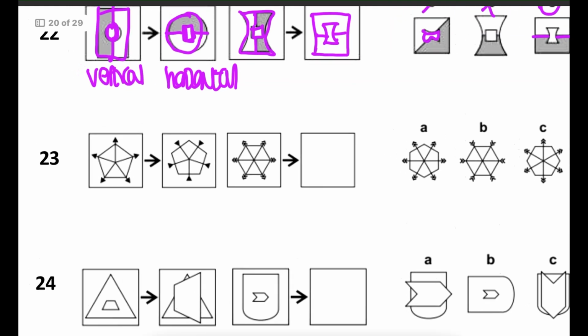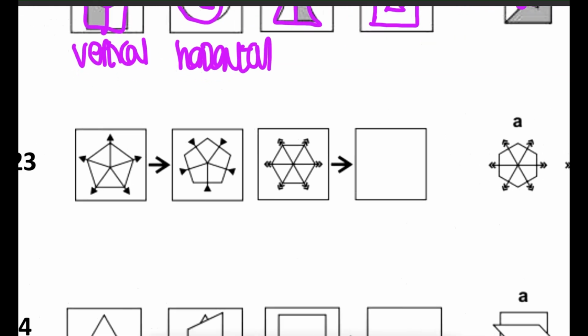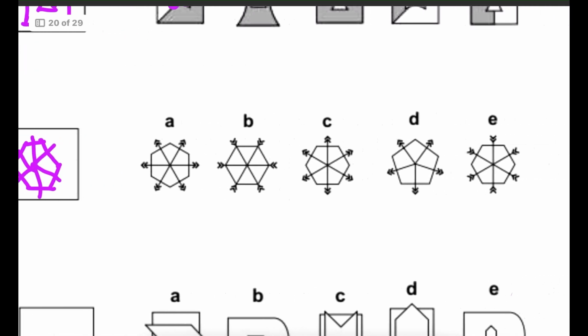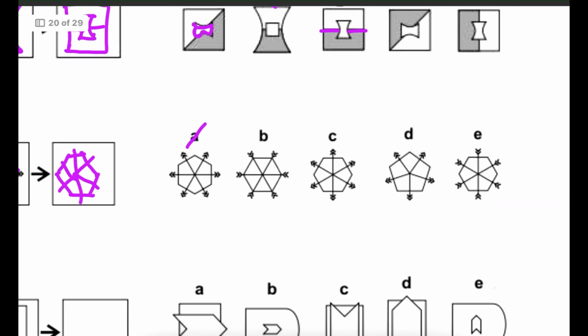Now here we've got some pentagons. So here what's changed is that these lines all line up with one corner of the pentagon, but then they now start from the middle of the sides of the pentagon. So here they start from the corners. So in this one, the shape is going to stay the same, a hexagon. But now the lines are going to come from the middle, like that. So A is wrong because the hexagon has now rotated.